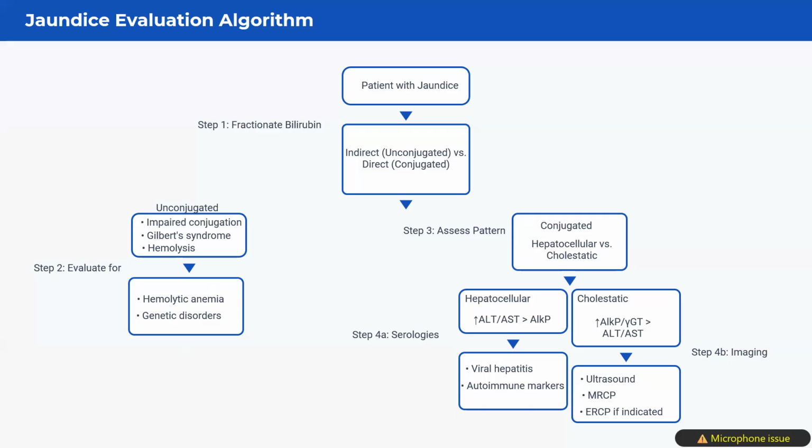And that's into the bile. This is the division that determines whether the problem is before, within, or after the liver. Unconjugated means prehepatic or intrahepatic metabolic, and conjugated is intrahepatic or cholestatic.